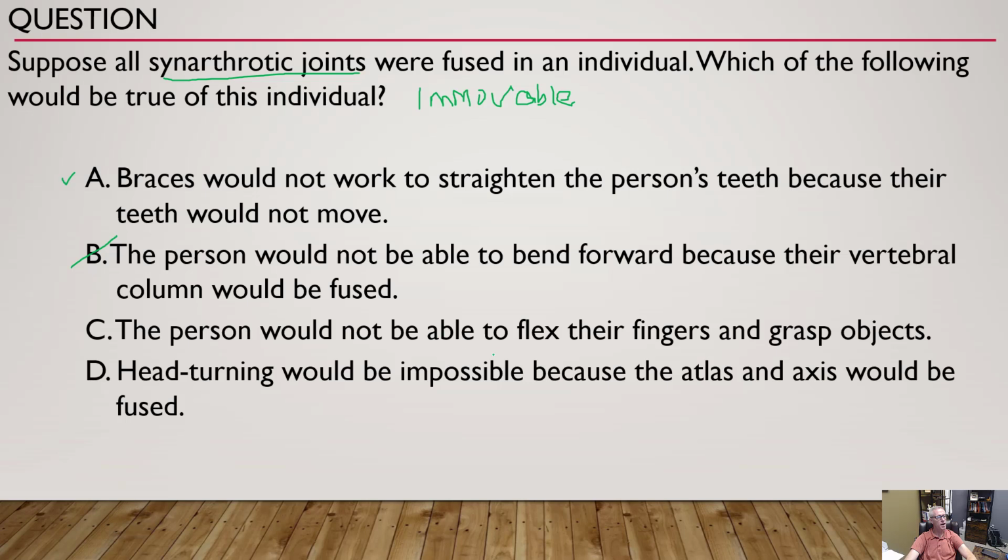The person would not be able to flex their fingers and grasp objects. So we already know that the fingers are not a synarthrotic joint. It's a diarthrotic joint. Head turning would be impossible. So we already know we can turn our head. So that's not a synarthrotic joint. That's actually a diarthrotic joint. So we can cross off that. So we're going to go with A because this is the only joint that is a synarthrotic joint to start out.